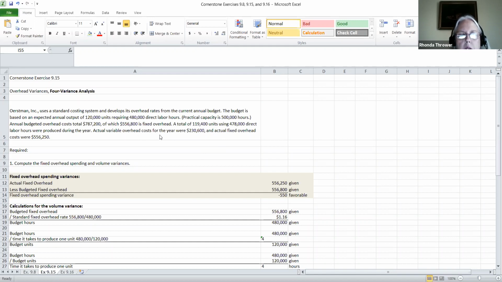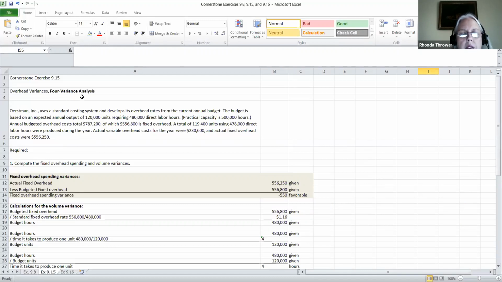The actual variable overhead costs for the year were 230,600, and the actual fixed cost were 556,250. So this time they gave you the actual variable and the actual fixed cost. And if you combine both of these together, that would give you the total actual overhead. So if you make up a spreadsheet and you list your budgeted amounts and compare them to your actual amounts, you might be able to see a little better where these formulas are coming from.